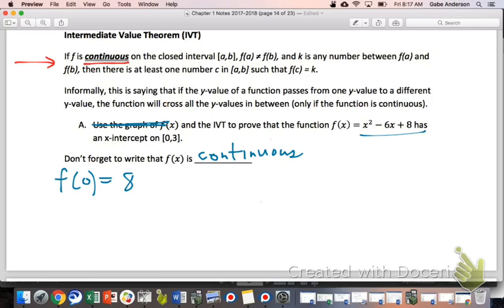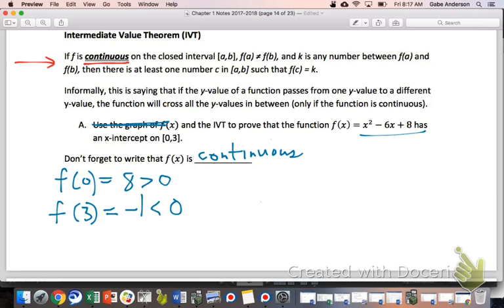F of 0 is 8. Okay, so we have half of the puzzle right here because 8 is positive, right? 8 is above 0. It's higher than 0. And then he also suggested to plug in a 3. And when you plug in a 3, what do you get? Negative 1. Okay, so Jack has chosen some wise numbers, right? Because we have the pattern now. We have a y value that is above 0 and a y value that's below 0.